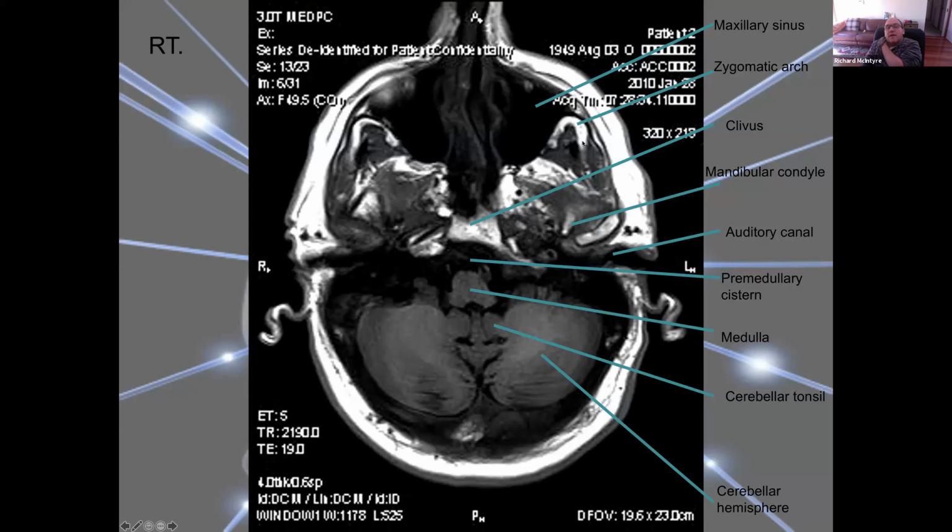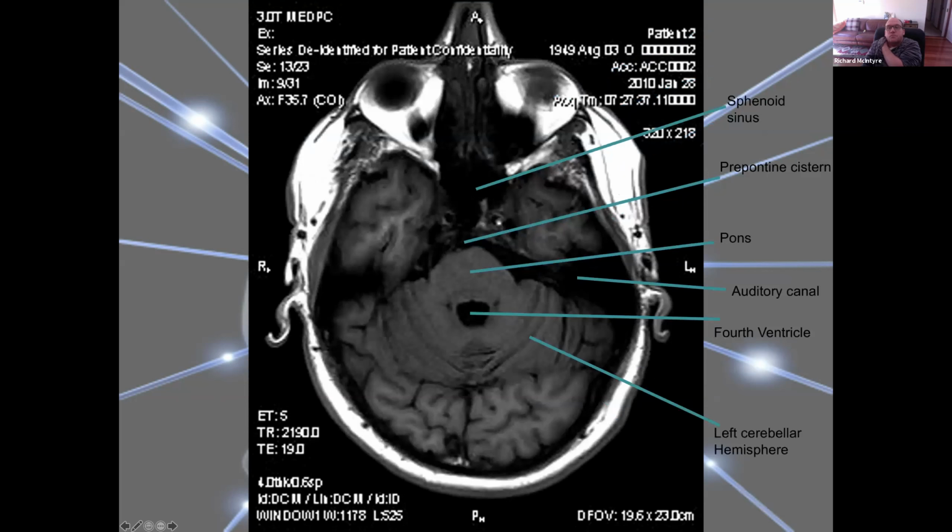We've got our zygomatic arch, we know is a bone, and we've got our maxillary sinus that we've gone through. Now we have a sphenoid sinus. So we've gone up above the nasopharynx, we've gone through the maxillary sinus, and we hit the sphenoid sinus.